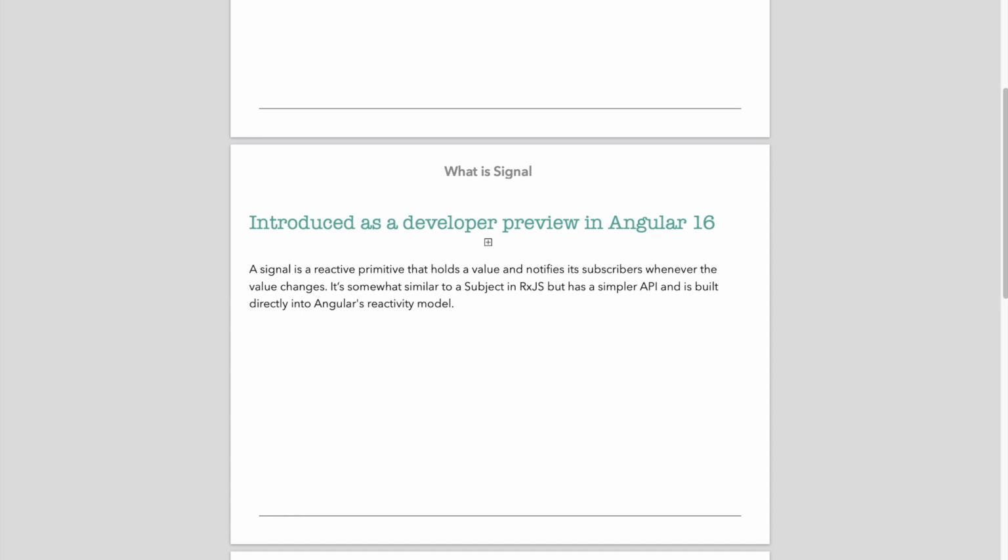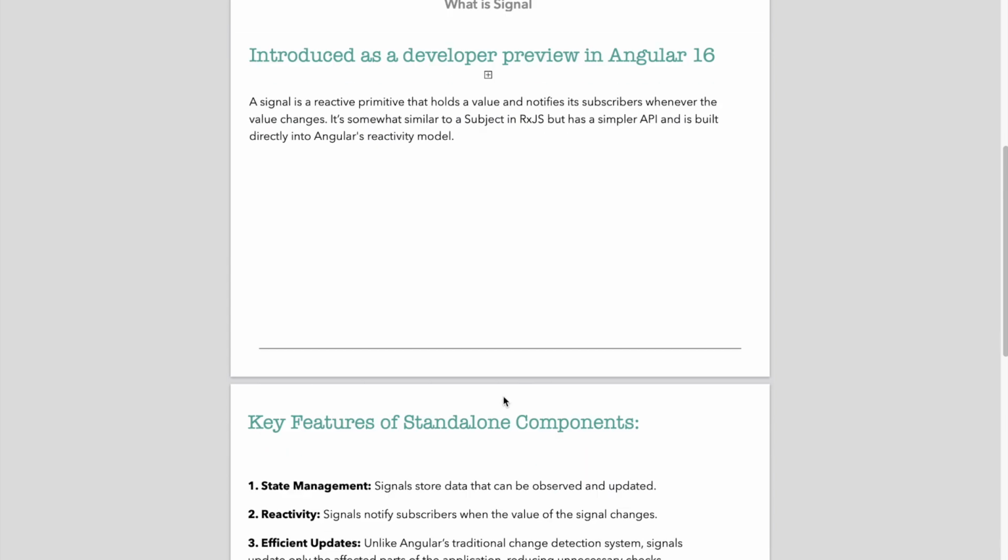So what is a signal? A signal is a reactive primitive that holds a value and notifies its subscribers whenever the value changes. It means a signal is just like a variable that can hold a value and also has additional functionality. It means it can notify its subscribers. I will explain each and everything in detail while going through the programming.